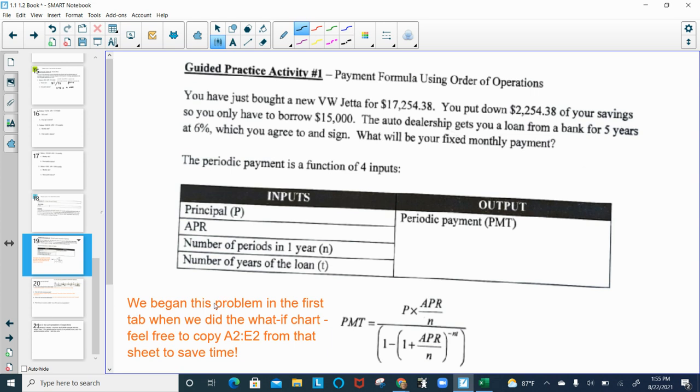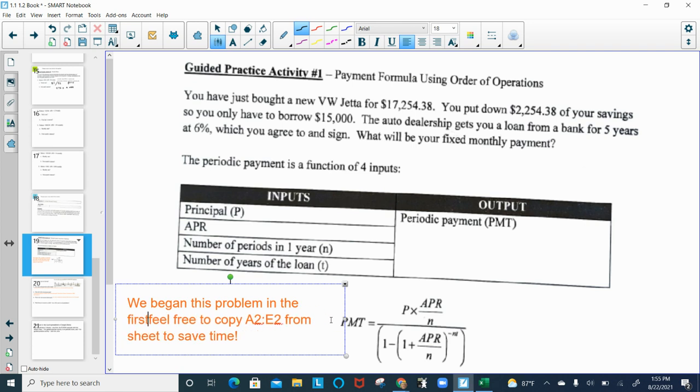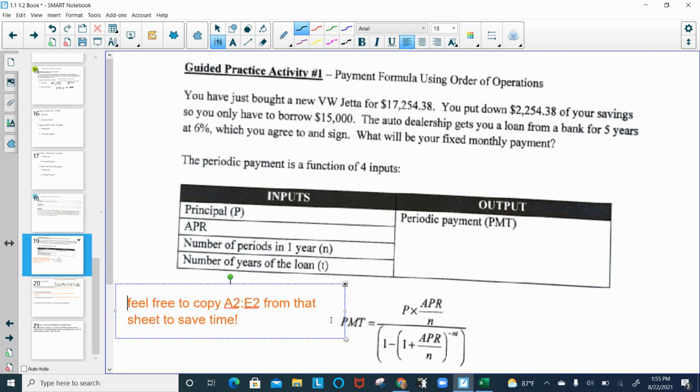We began this problem when we did, oh, no, we did not. Oh, I see, I don't really agree with what I wrote here. Let me fix that. The what-if was when we did the TV. I disagree with that comment. I'll say, feel free to copy from previous sheets. So if you want to copy a formula, feel free. If you feel you need more practice copying or writing a formula, go for it. I won't have any way of knowing.